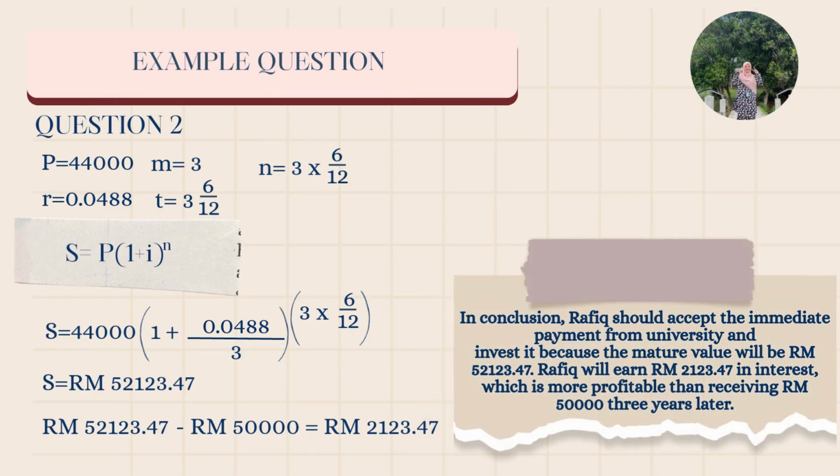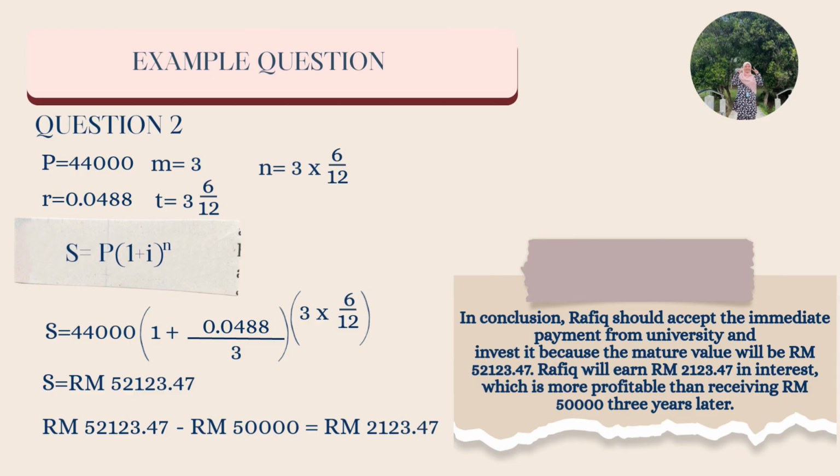For this question, P equals 44,000, m equals 3, r equals 0.0488, t equals 3 and 6 over 12. Therefore, we should apply the numbers to the formula. So, S equals 44,000 bracket 1 plus 0.0488 over 3 bracket to the power of 3 times 6 over 12. The answer is 52,123 ringgit and 47 cents.